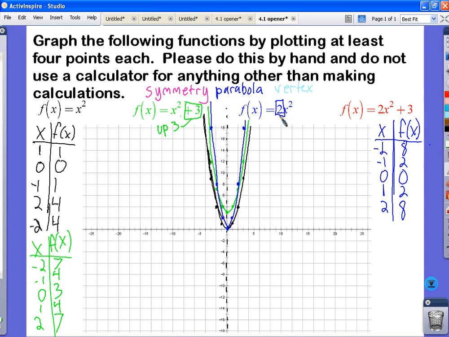What did this 2 do to the graph? Skinnier. Can we use the word steeper? Sure. The reason why I want to use the word steeper is because it has carried through all the way into calculus.